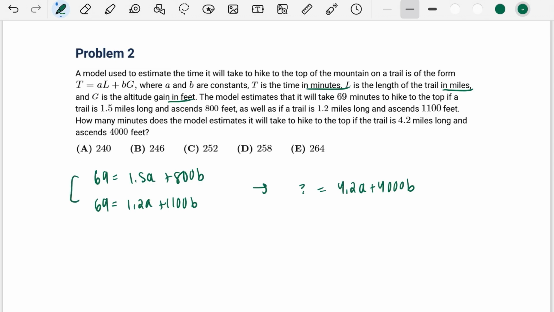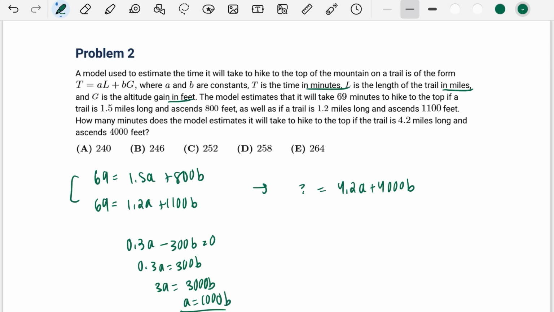So looking at these two equations here, we can immediately see, since 69 is in both of them, subtracting will cancel out the left side. So we're going to get 0.3a minus 300b equals 0. So 0.3a equals 300b, which means that 3a equals 3,000b and a equals 1,000b, okay?